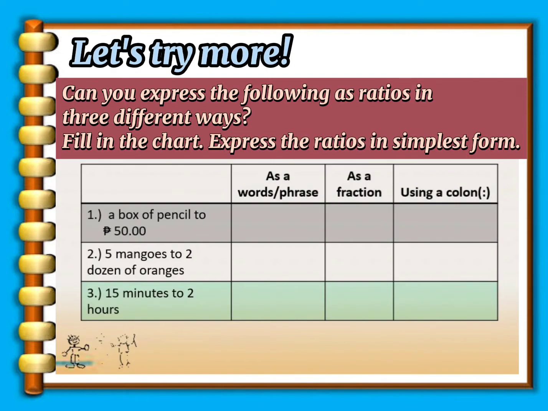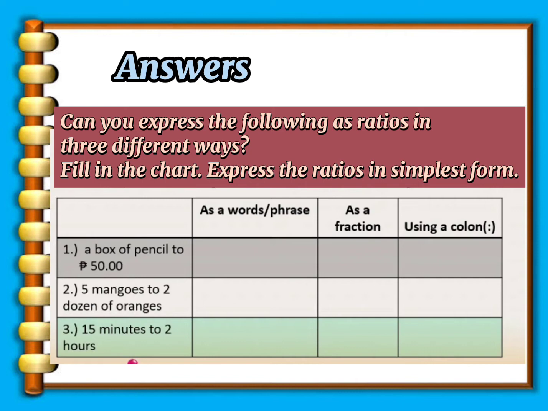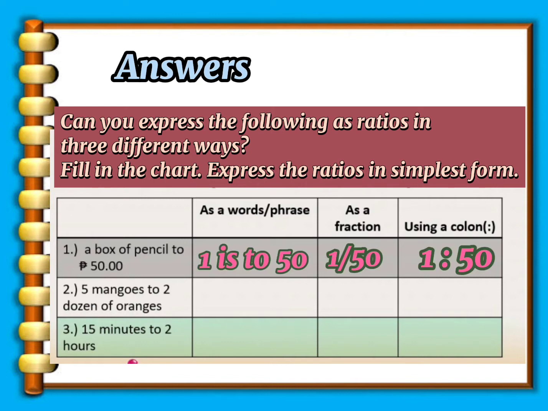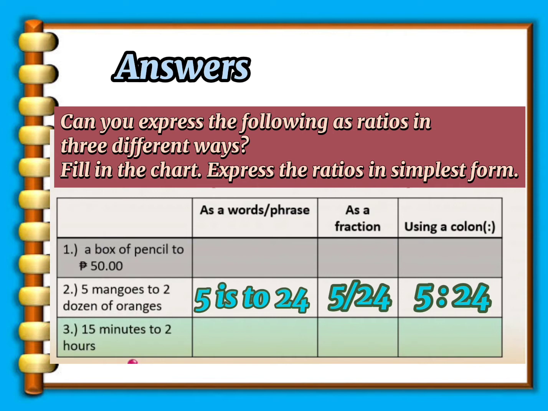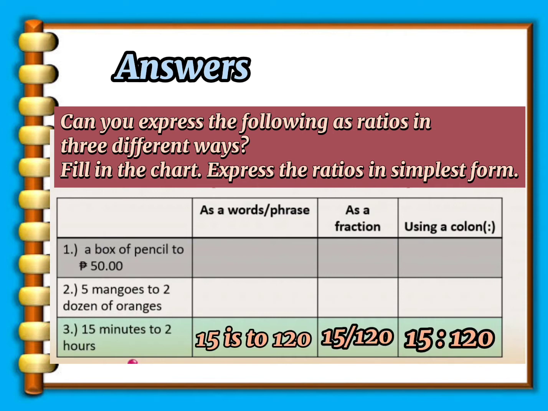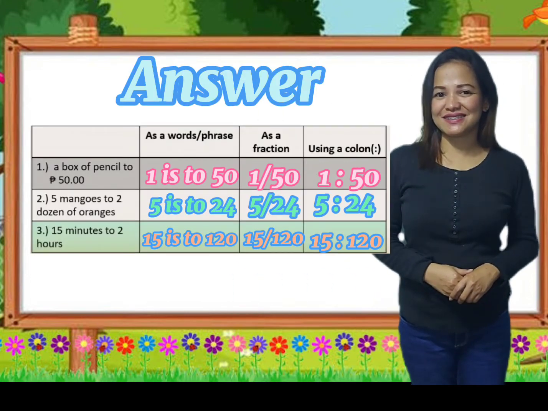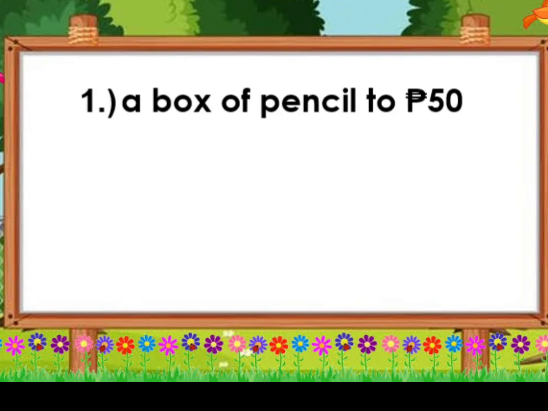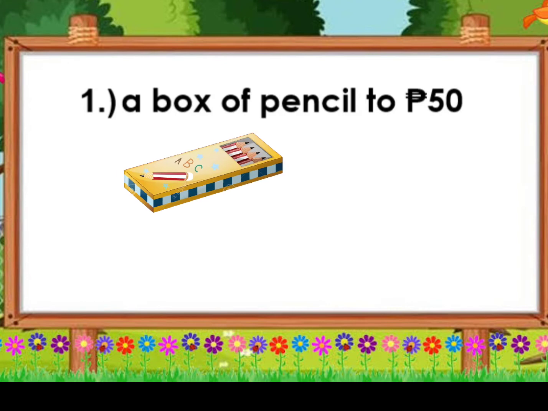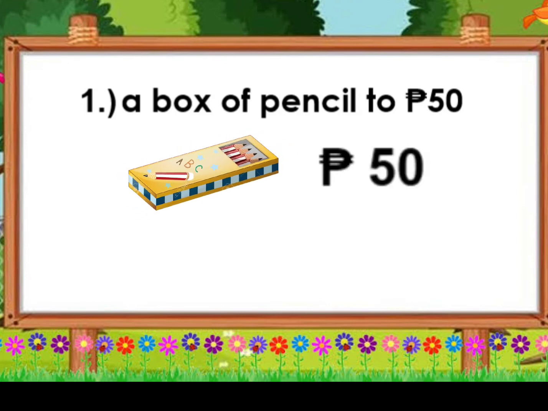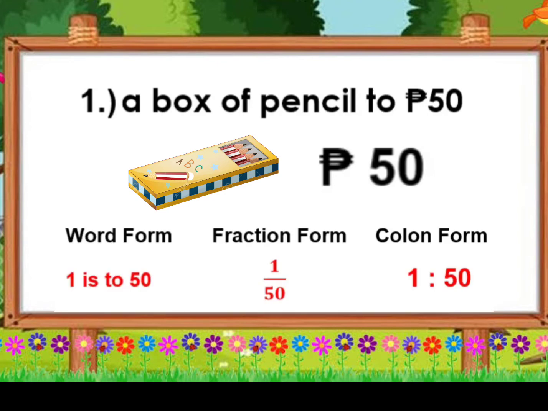Let's try more. Can you express the following as ratios in 3 different ways? Fill in the chart. Express the ratios in simplest form. Let us examine our answers. Number 1, a box of pencil to 50 pesos. A box of pencil, so that is 1 box to 50 pesos. So our answer is 1:50.